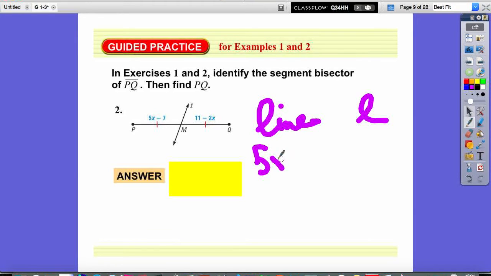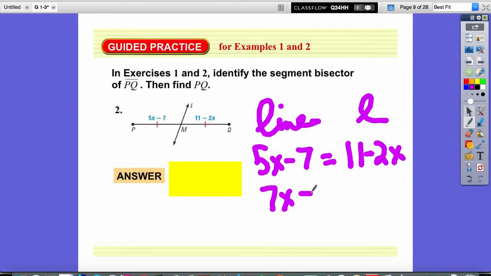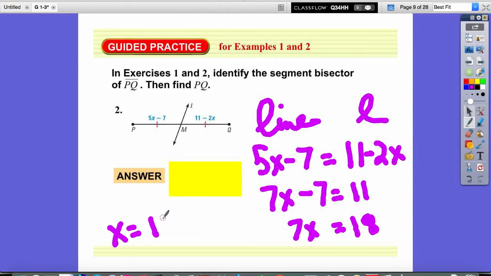That means that 5x minus 7 is going to be equal to 11 minus 2x. I'm going to add 2x to both sides. I get 7x minus 7 equals 11. Now I'm going to add 7 to both sides. I get 7x equals 18. And I get x equals 18 sevenths.